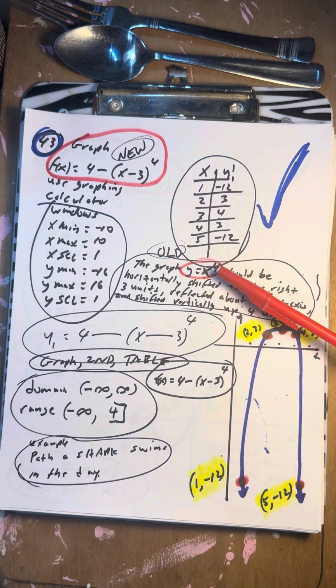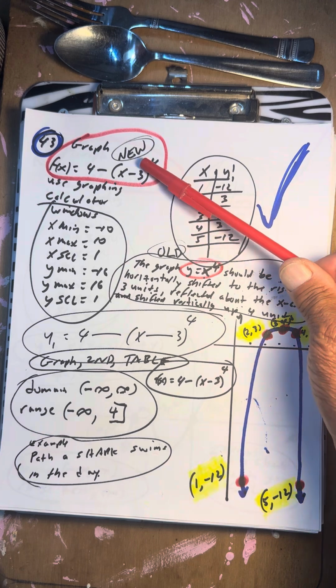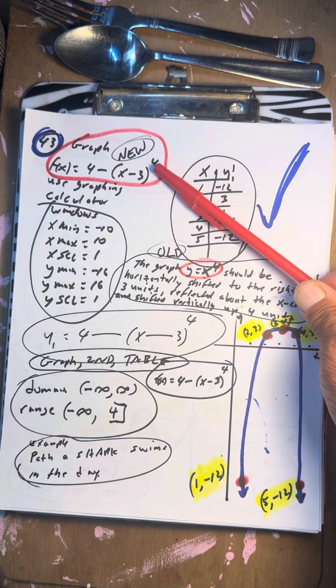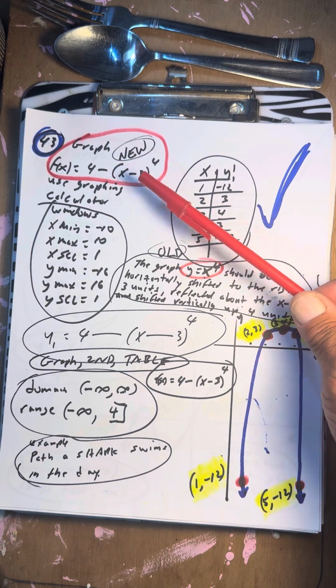Oh, what is this? So if you have y equals x to the 4th power, okay, like this. But I don't want that one. That's the old one. I want the new one. The new one is this one here, 4 minus (x minus 3) to the 4th power. So this is the one I want to use.